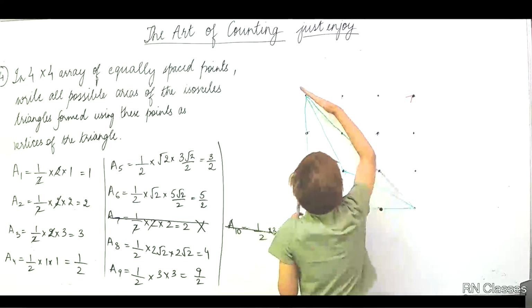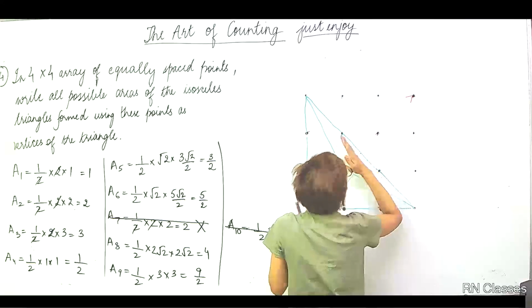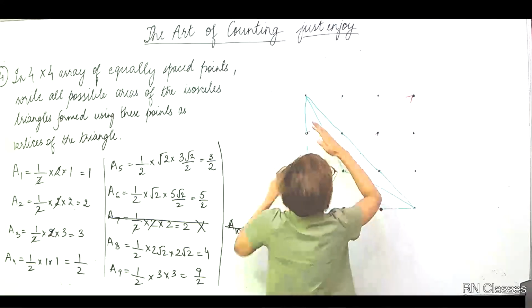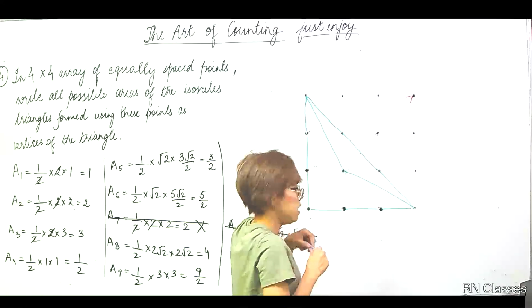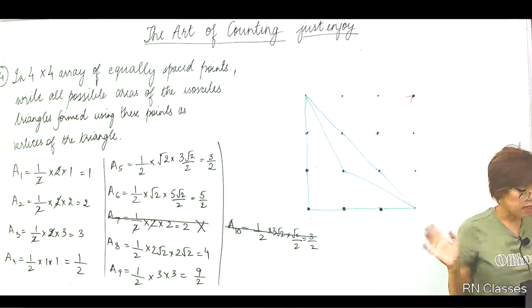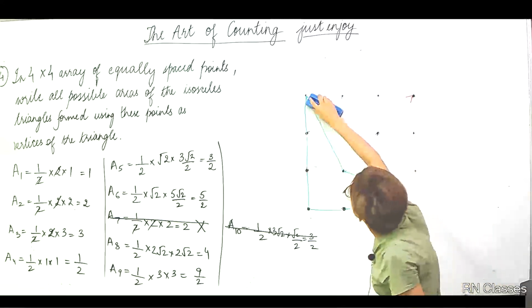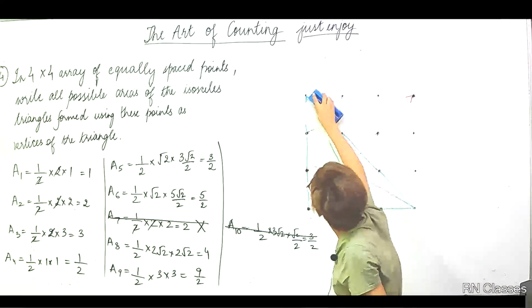Now keeping this as the base, can I have another triangle, another isosceles triangle? इस साइड बनाऊंगी तो already considered, इस साइड बनाऊंगी already considered, right? So it seems like I have exhausted the cases taking this as a base. So let's move forward now.